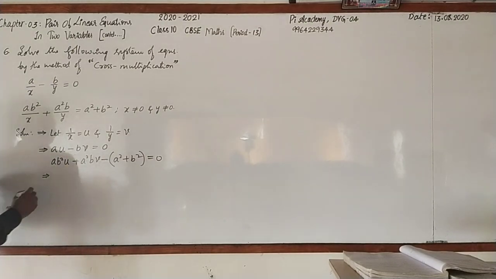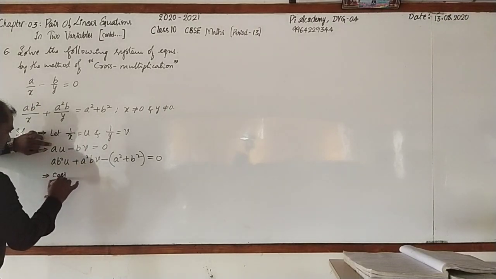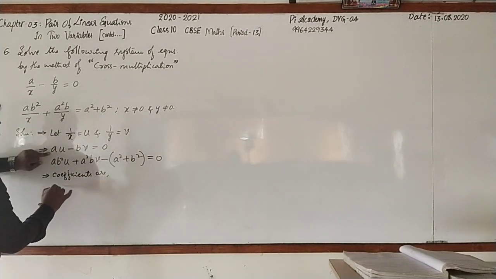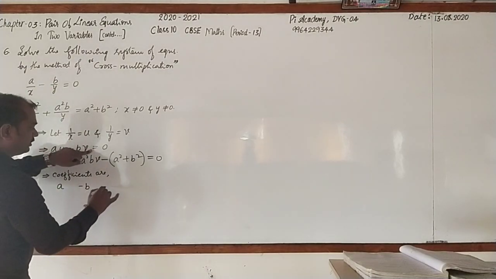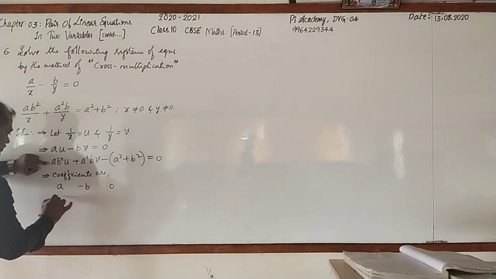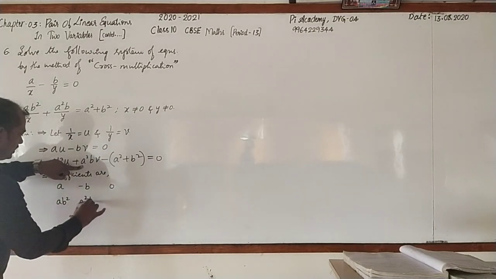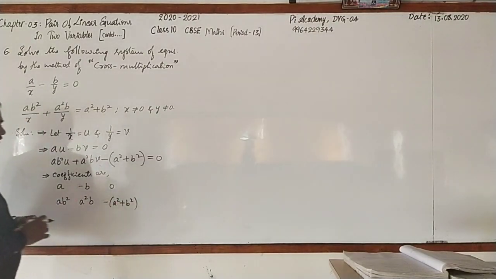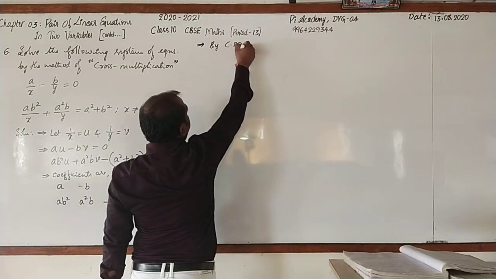Now let us write all the coefficients. Here the coefficients are a, minus b, and the c term, you can call it 0. Then here a2 is ab square, b2 is a square b, and c2 is minus of a square plus b square. Here I write by the cross multiplication method.